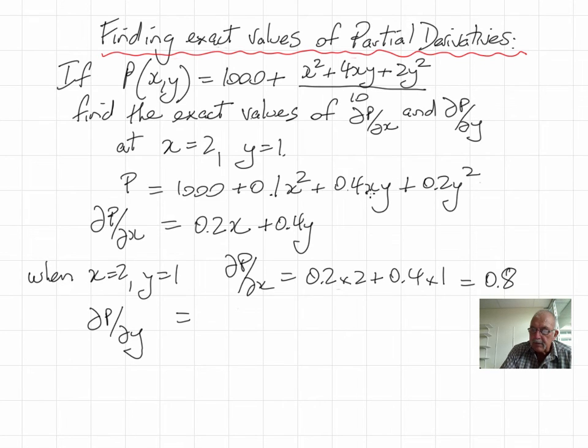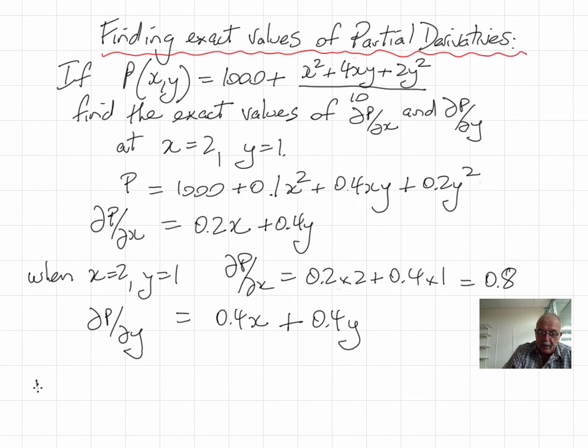Now if this is with respect to y, then that x is going to be constant, so it'll be 0.4x, and then the derivative of y, to the power of 1, is just equal to 1, plus the derivative of this with respect to y. There are no x's involved, so it's just 2 times that, which will be 0.4y to the power of 1, which we don't write.